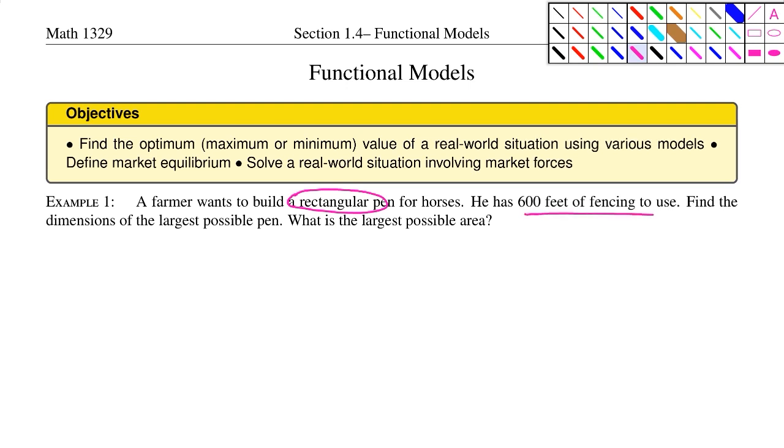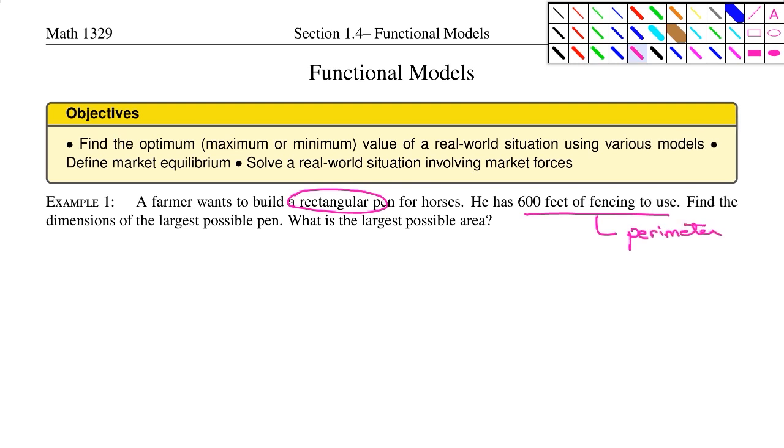We have 600 feet of fencing to use. And the question there is, how does that translate into something that is geometric? Well, 600 feet of fencing is what you would use around the pen, so that must be the perimeter.